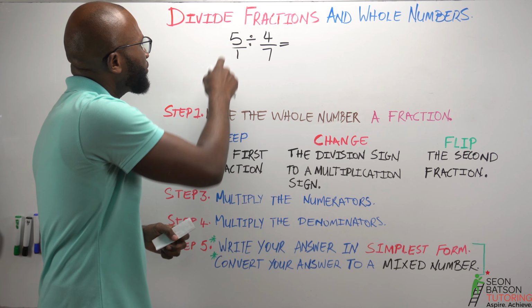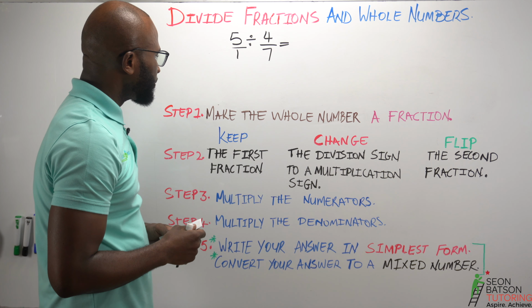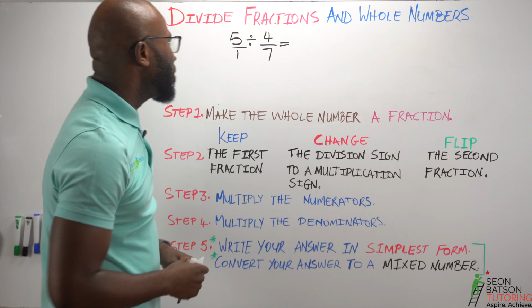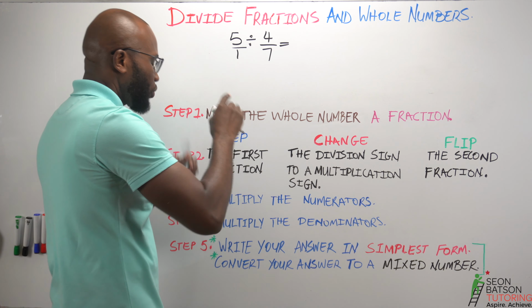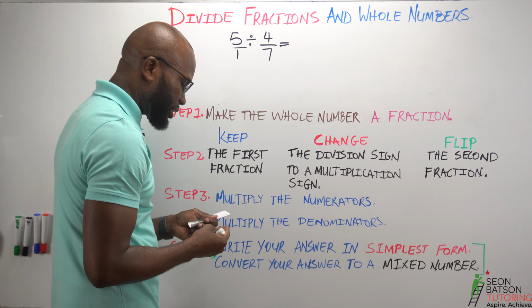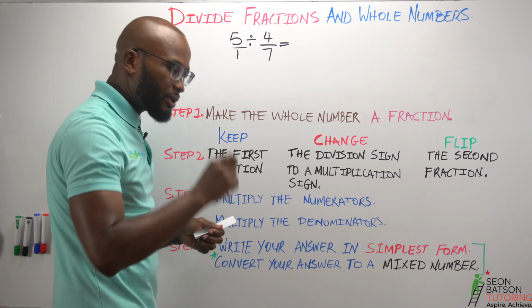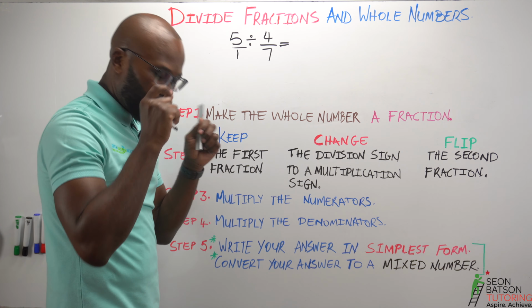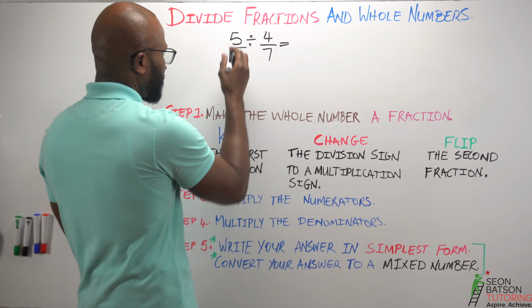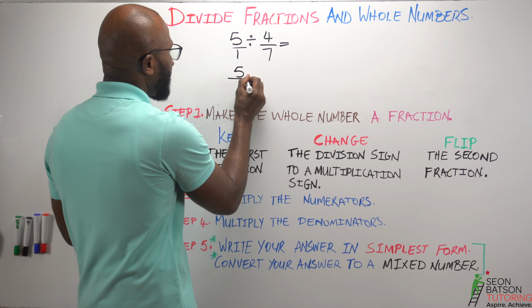All right. So we are done with step 1. We made our 5 into a fraction. Now we will keep, change, and flip. Yes? We will keep the first fraction. When dividing fractions, I'm going to keep repeating this: we always keep the first fraction. The first fraction will always stay the same. Yes? So we're going to put back 5 over 1.